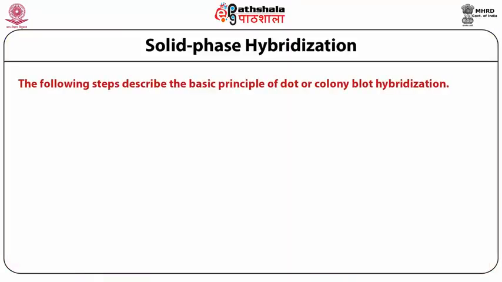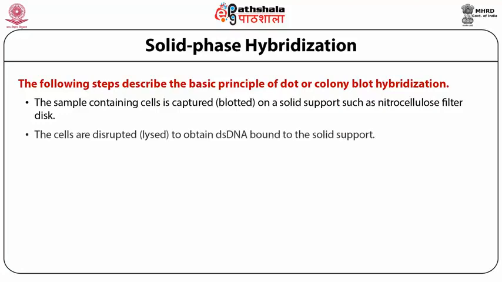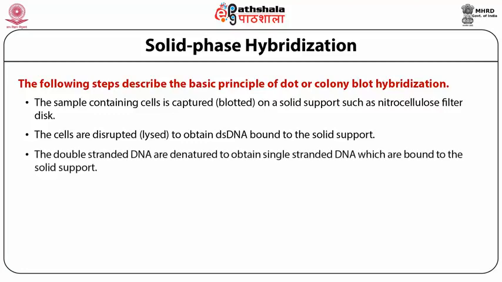The following steps describe the basic principles of dot or colony hybridization. The sample containing cells is captured or blotted on a solid support such as a nitrocellulose filter disc. These cells are then disrupted to obtain double-stranded DNA bound to the solid support. The double-stranded DNA is denatured to obtain single-stranded DNA, which will bind to the solid support. The filter is then washed and unreacted sites are blocked.